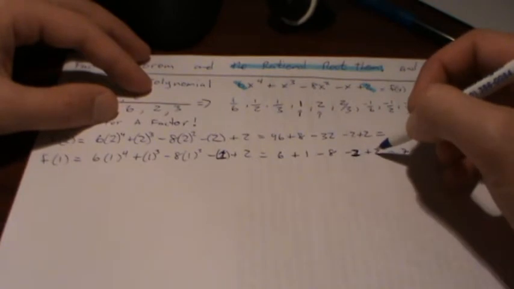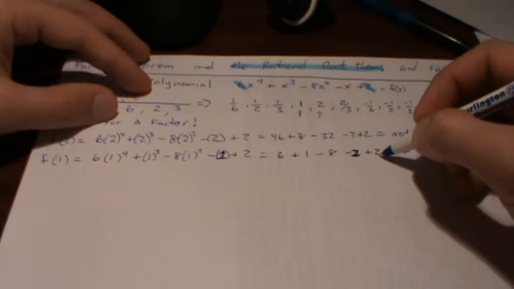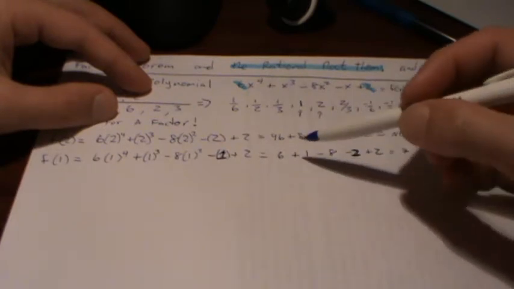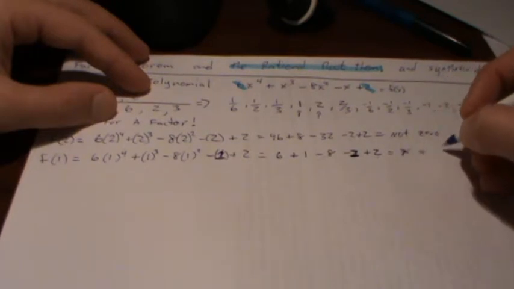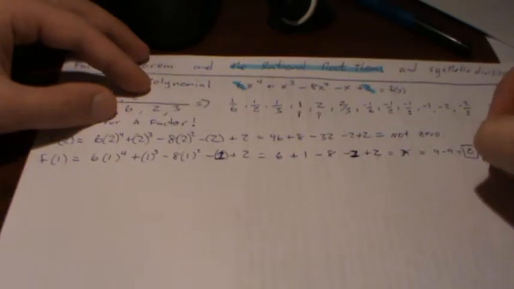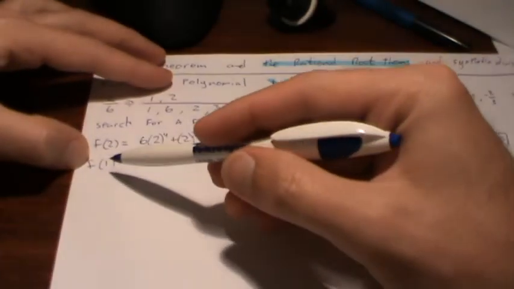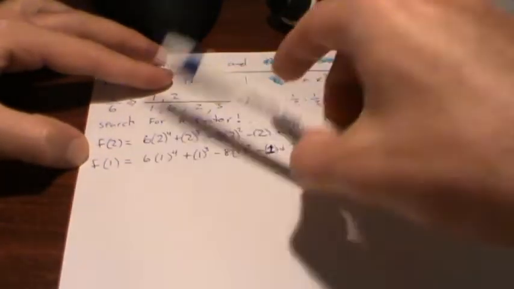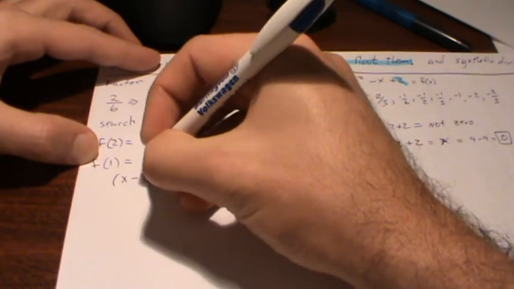8, well, actually it looks like, because I got negative 9 and positive 9. So in the end I get 9 minus 9, which is 0. So we have found a 0. What this means is, since I evaluated the function at 1, one of the factors is x minus 1.